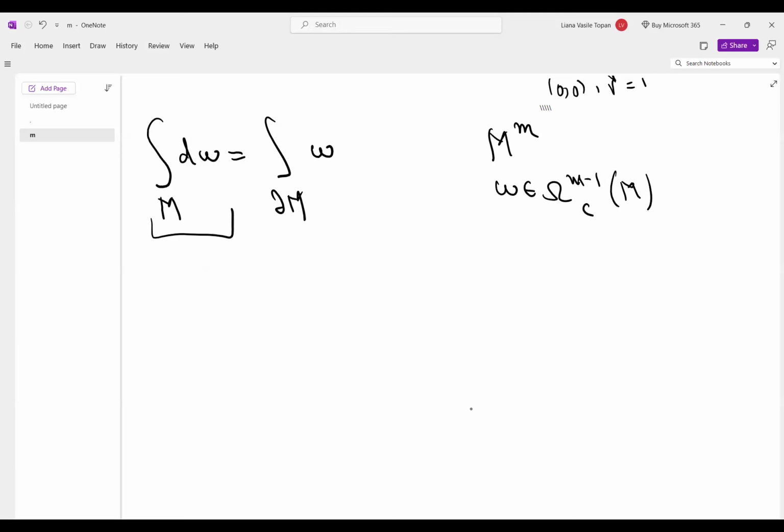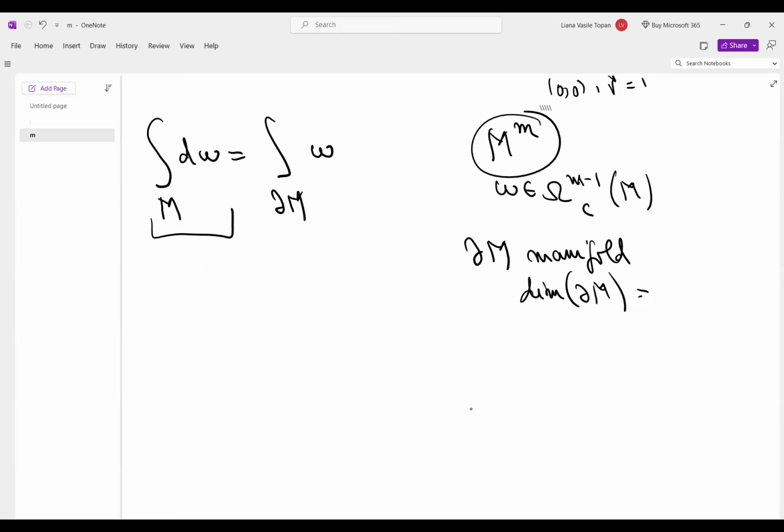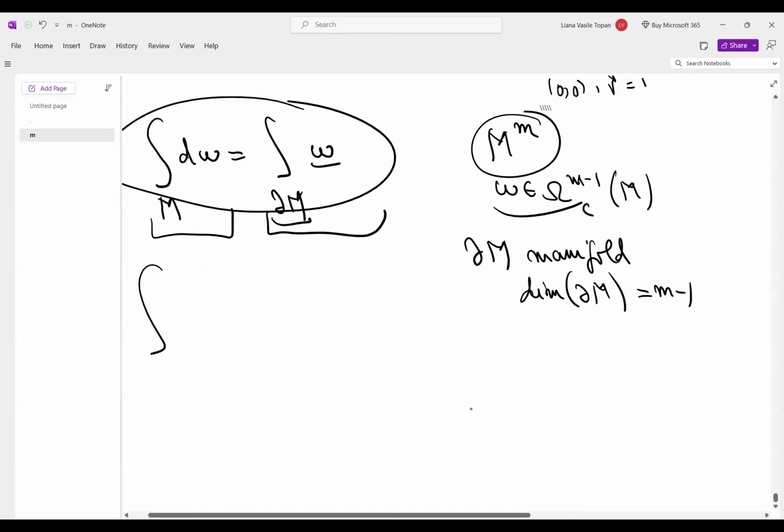And if you remember from yesterday, we went very fast through this, if M is a manifold with dimension n, then the boundary of M is a manifold with dimension n-1. So this is of dimension n-1 and omega is an n-1 form. So it makes sense, at least at this level of what we write here. It's a very important theorem. This is called the Stokes theorem.